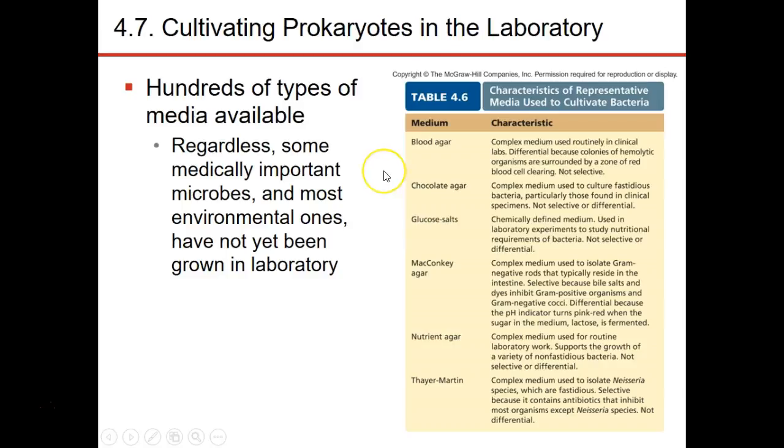There are a lot of different medias that we can use. Some fun media that we've used in the past that I probably won't use this semester, we've used blood agar. Blood agar is able to grow lots of different species, and it can distinguish different organisms by their ability to break down blood. Chocolate agar is another medium that can grow lots of different organisms, but it's used typically to grow those fastidious species.